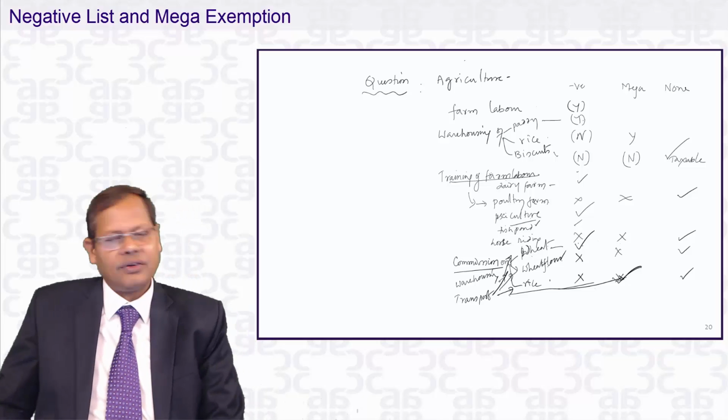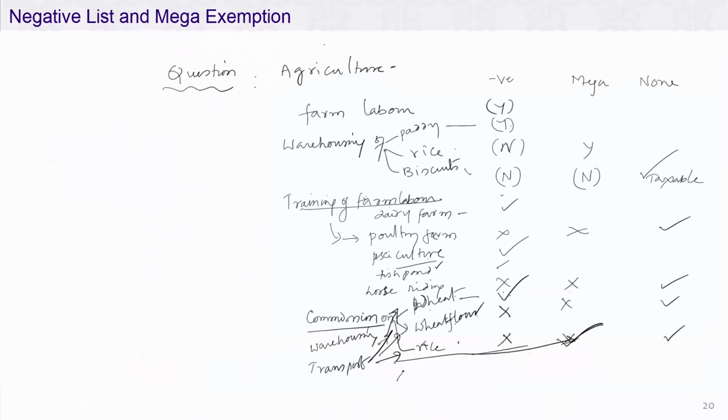Leasing of vacant land to a stud farm. Stud means horses, stud farm. Sorry, it is not covered, not even under mega exemption. So it is taxable.